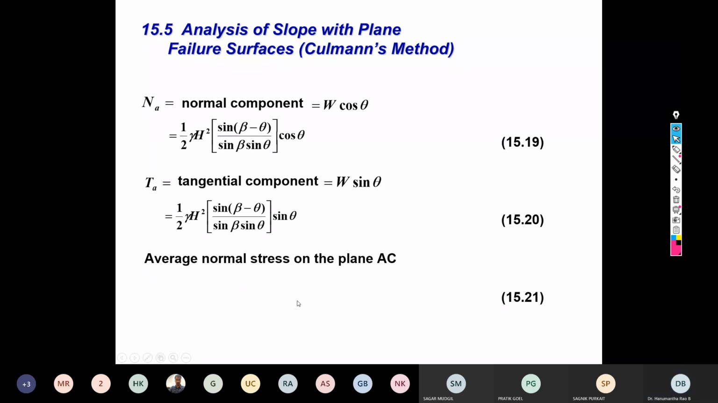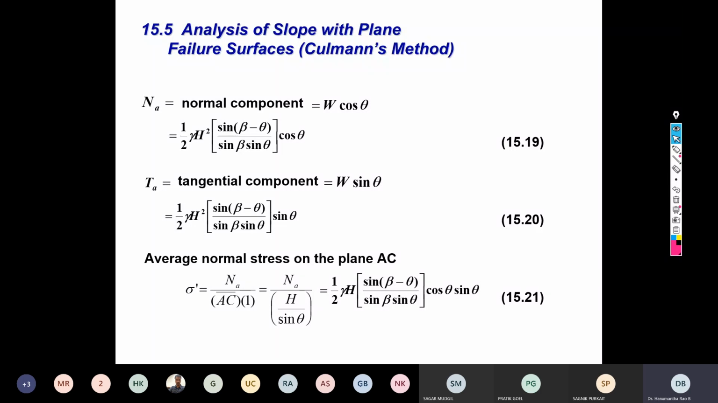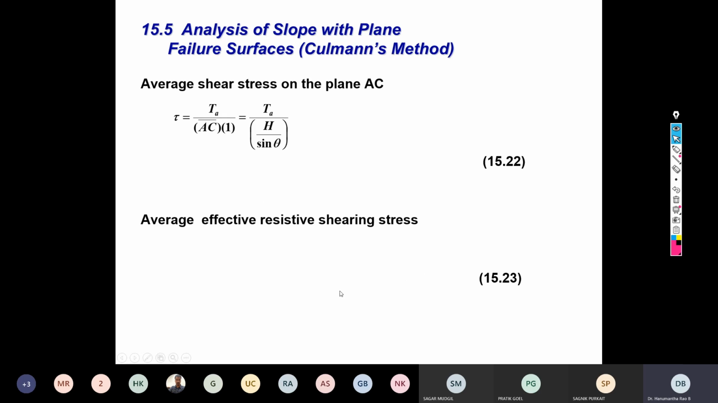If you determine the length of AC, this will become h by sin theta. The chord length of AC is h by sin theta. Then substitute the NA, which has already been derived here. If you substitute everything, sigma dash will become half gamma h into sin beta minus theta by sin beta into sin theta, multiplied by sin theta cos theta into sin theta. So h gets cancelled out in the NA term, and this will become half gamma h.